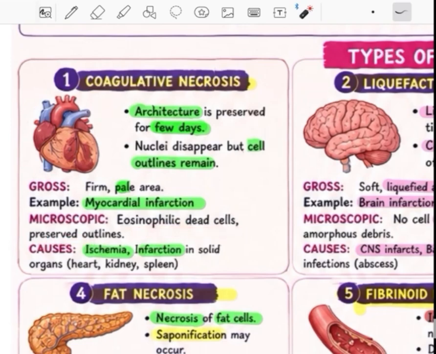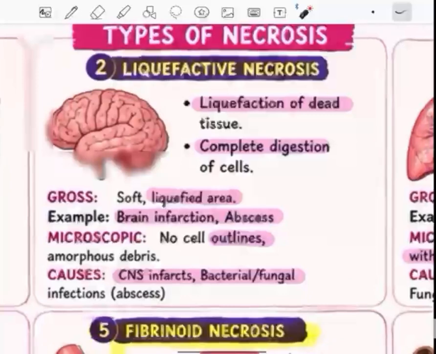The main clinical causes of coagulative necrosis can be seen in ischemia and infarction of solid organs like the heart, kidney, and spleen, except the brain, because in the brain liquefactive necrosis takes place.